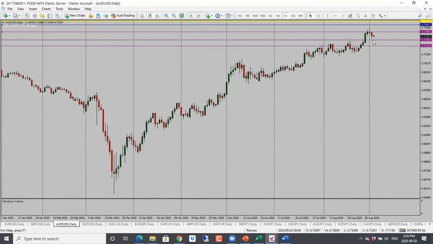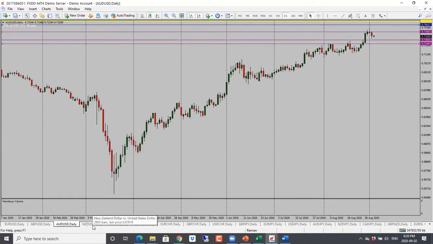Aussie dollar here, this one also looking bearish. Target here is 0.7285, and then if we see a drop through that, 0.7240. So bearish bias here for Aussie dollar as well.